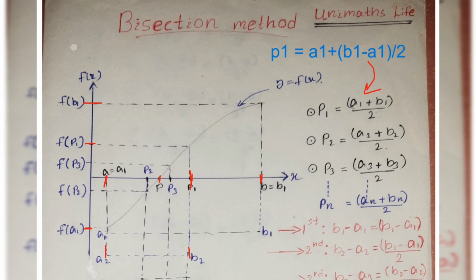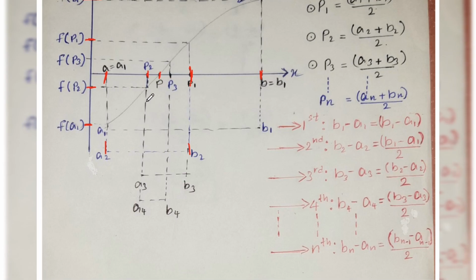Now again we have to find the midpoint between a2 and b2. It is p2. Also we have to check the sign of f(p2). It is a negative sign and we have a positive sign for f(p1). Therefore we can say that our root is between p2 and p1. Our new interval is p2 and p1. Also I have taken p2 equal to a3 and p1 equal to b3. This is our third iteration, and I can write b3 minus a3 is equal to half of b2 minus a2.